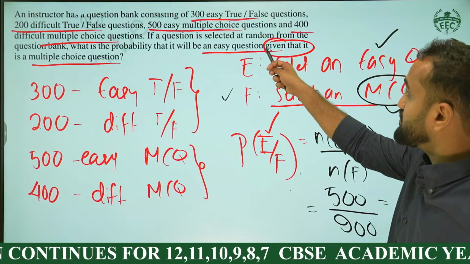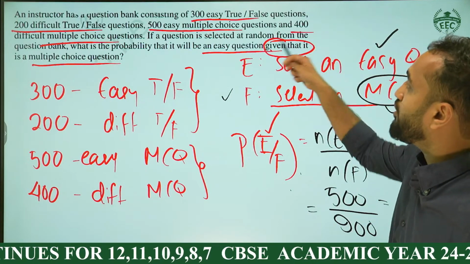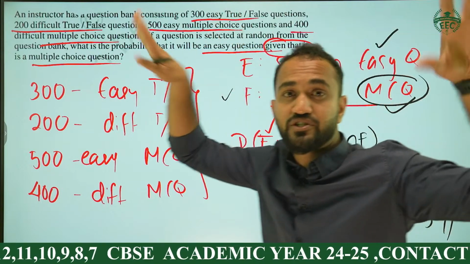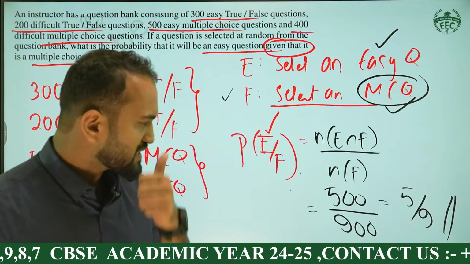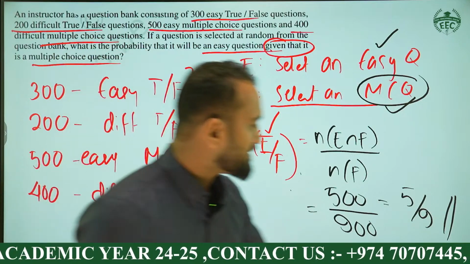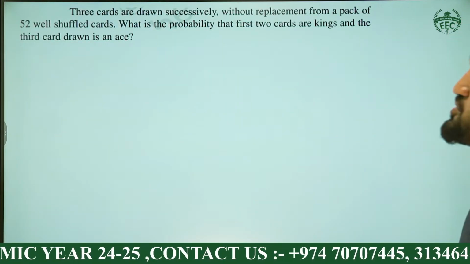There should be the term "given that," "observed that," "found that," something that happened in the past. Conditional probability, event F. Got the point? Clear? Alright. Fine, guys. Next question.